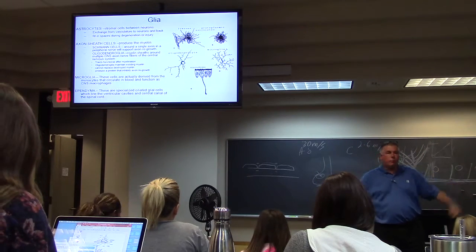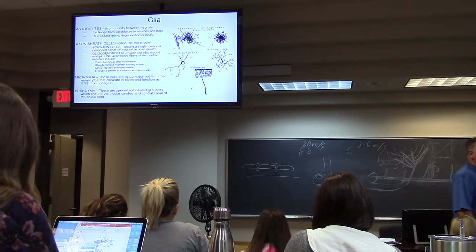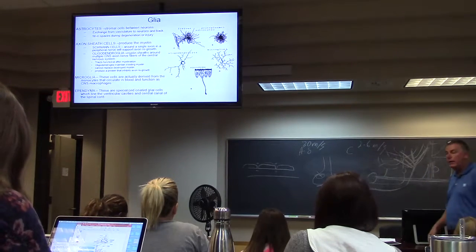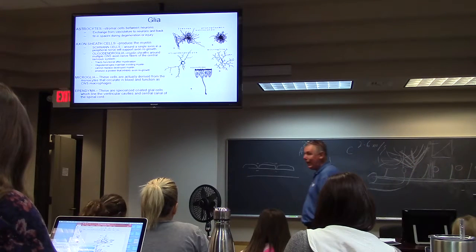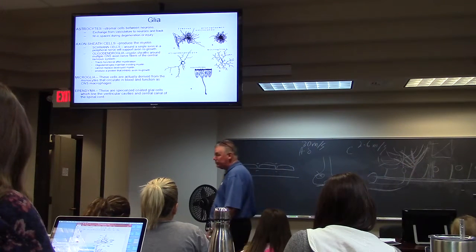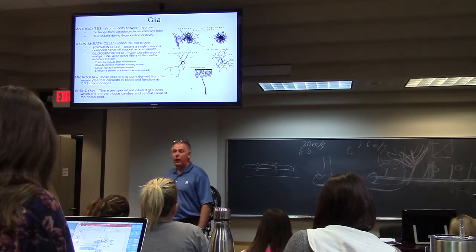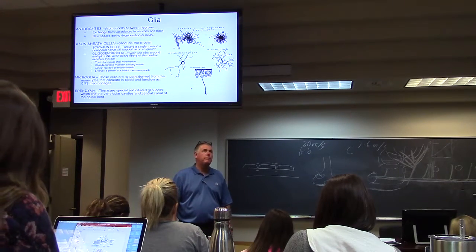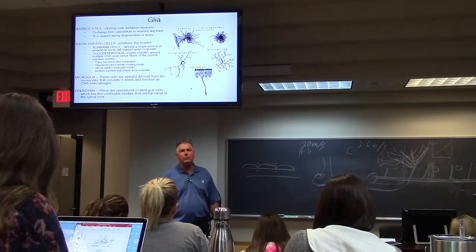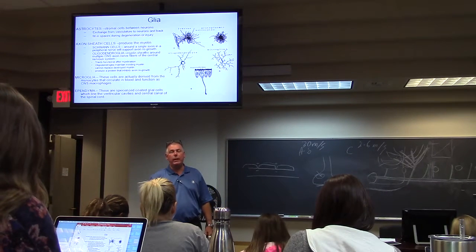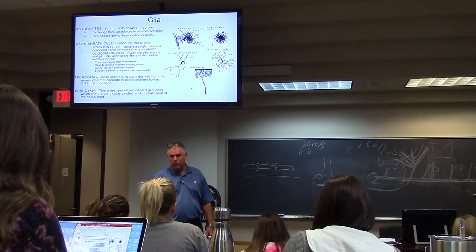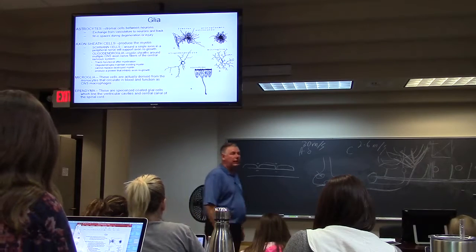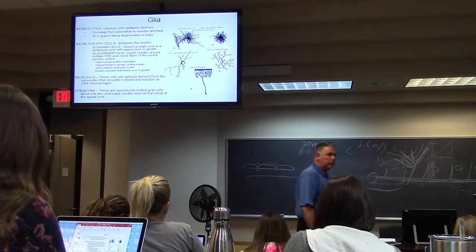Glia. I said there were 10 times more glia than neurons. There are a whole bunch of different glial types. The predominant glial type is the astrocyte. And there are two types of astrocytes. There are protoplasmic astrocytes and there are fibrous astrocytes. Protoplasmic astrocytes are found in the gray matter. Fibrous astrocytes you'll find in white matter.